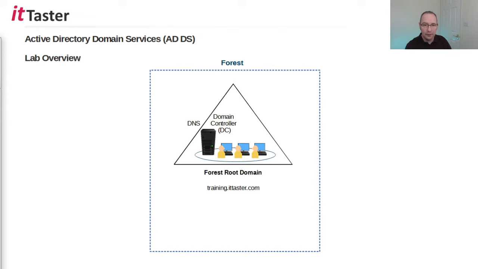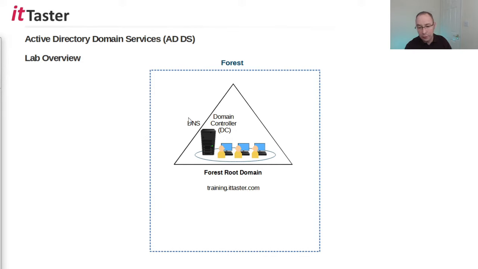Here's an overview of the lab. We're going to install a totally new instance of Active Directory Domain Services. We're going to add a new forest, which is the overall container for Active Directory Domain Services and all of its objects. We'll create the first domain in the forest, which is known as the forest root domain, and we must give that a fully qualified domain name. I'm going to use the domain name training.ittaster.com, but we'll talk more about that in the video.